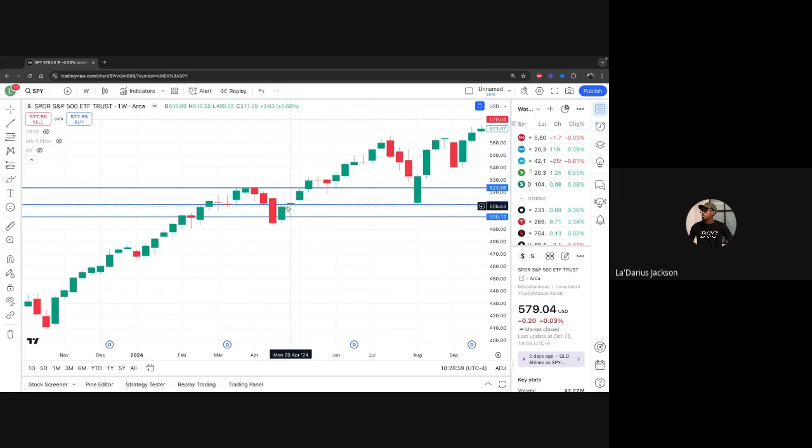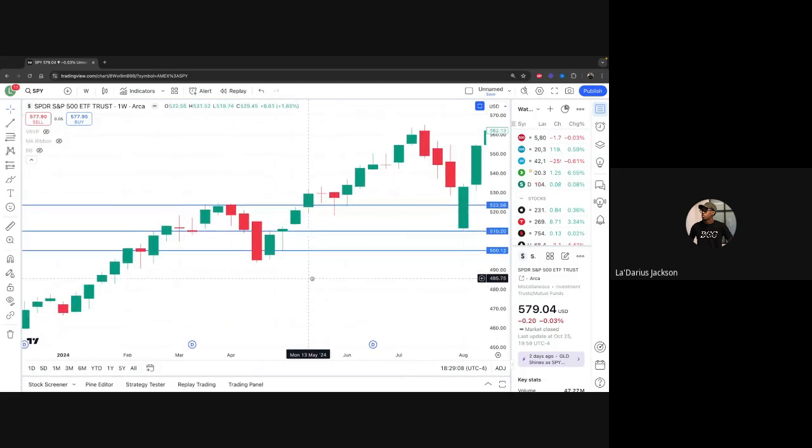You want two greens back to back. If you're playing puts, of course, you want two reds back to back, right? So this green tested, and I can zoom in some. This green candle tested resistance, pulled back a little bit.